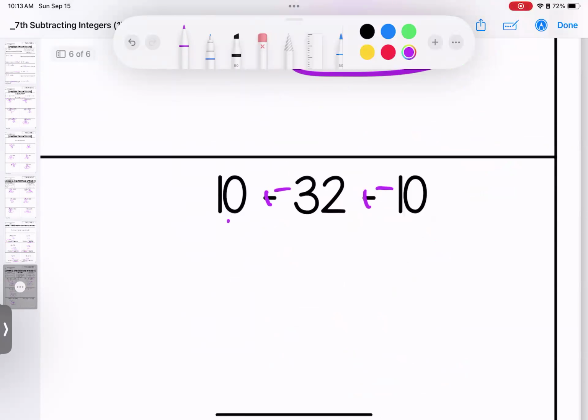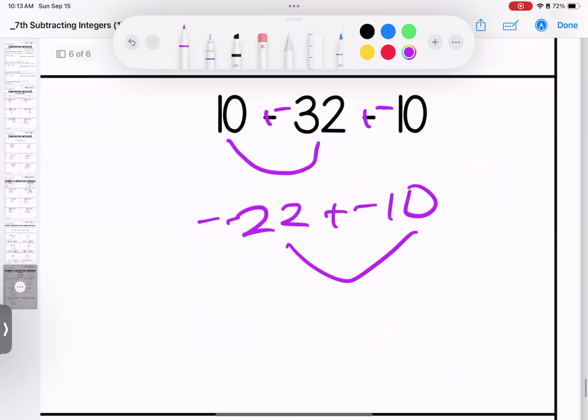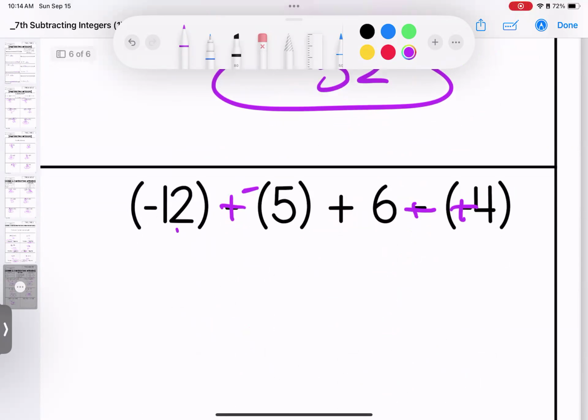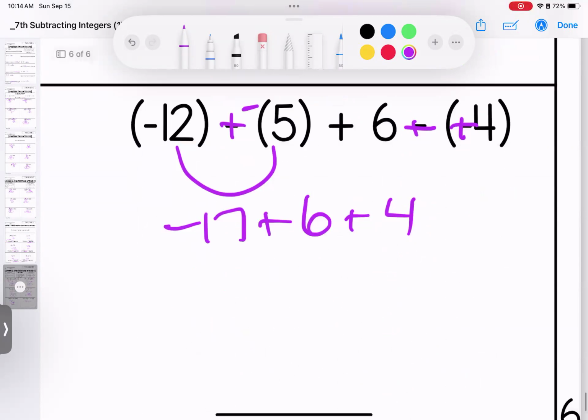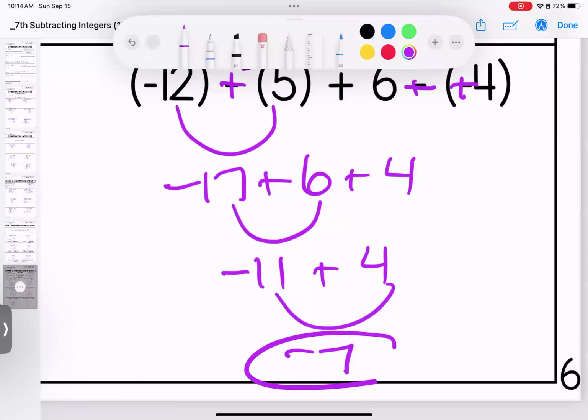Down here, 10 minus 32 is 22, and it's negative. Same sign, grow and add. 22 plus 10 is 32. Stays negative. Last one. 12 and 5 are the same sign, so we're going to add them. 17 and 6 are opposite signs, so we're going to subtract them. And then 11 minus 4 is 7, and it stays negative.